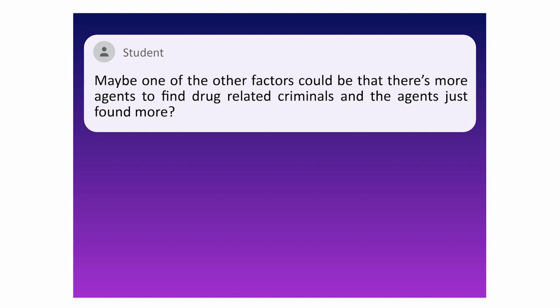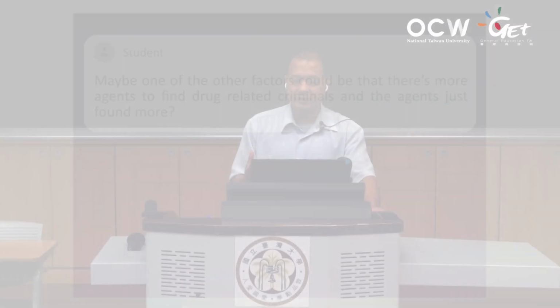Okay, so maybe one of the other factors could be that there's more agents to find drug-related criminals, and the agents just found more. So one issue here is, are you cracking down on the drug dealers, or are you cracking down on drug users? In the example we gave in this chapter, the key thing is that these agents are going after the suppliers or the sellers, the drug dealers, and that would shift the supply curve. And of course, you can think of what happens if the agents are going after the buyers, the consumers instead. And of course, that would be a different situation.